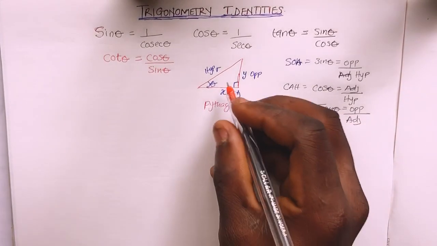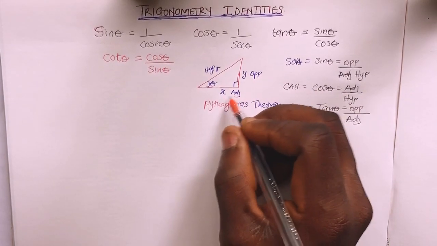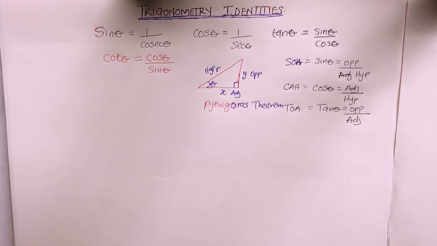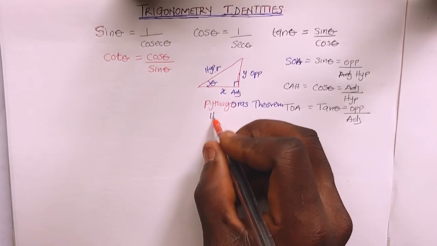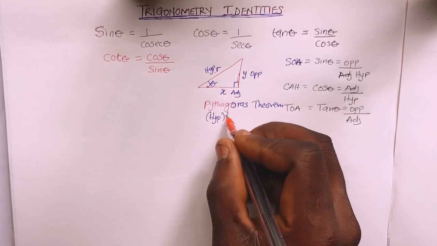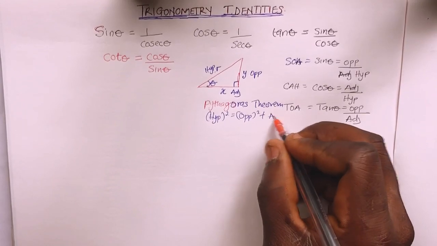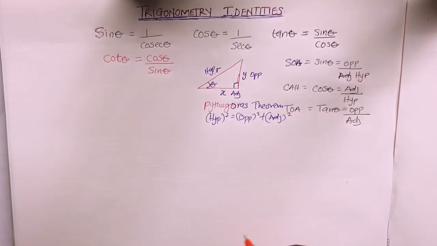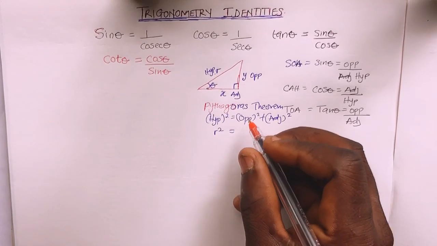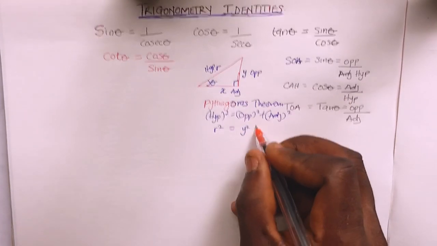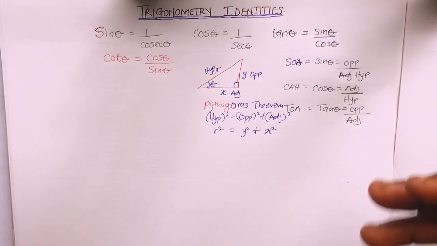Pythagoras theorem tells me that the sum of the opposite squared plus the adjacent squared equals my hypotenuse squared. That is, hypotenuse squared equals opposite squared plus adjacent squared. We can also write r squared equals y squared plus x squared. That is what Pythagoras theorem is telling me.